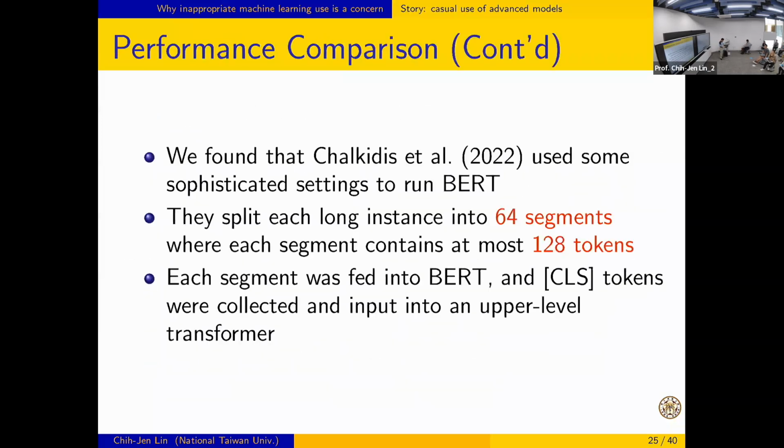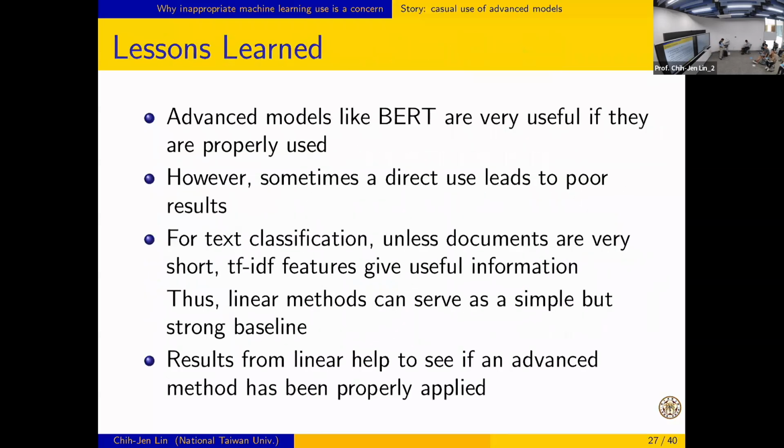And then remember that here we say they split each instance to 64 segments, and each segment has so many tokens. How do you decide such numbers? Those are like magic numbers, right? So that's already an issue. That's what I said. If you do a casual use of an advanced model, then sometimes you may not get good results. But how can we avoid that?